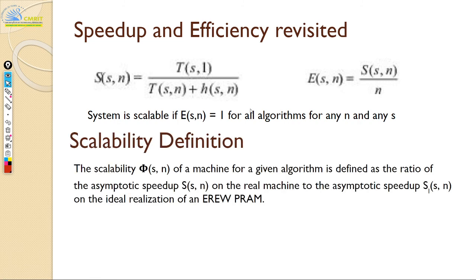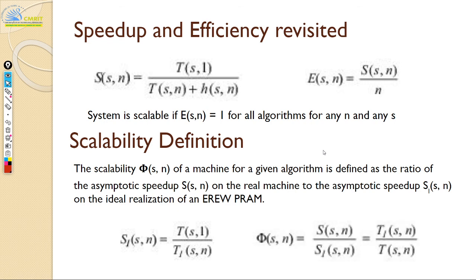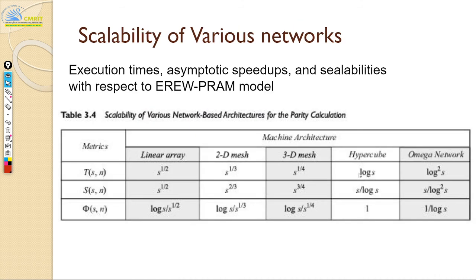Then scalability definition. Scalability properly defined is your phi of s comma n. It's a ratio of your asymptotic speed up S of s comma n, and your asymptotic speed up S ideal. So it's just the ideal scenario of your asymptotic speed up. It's given by T of s comma 1 by T ideal of s comma n. So now if you substitute, you get your phi as T ideal by T of s comma n. So that's all about your scalability.